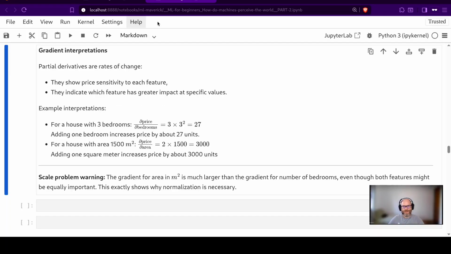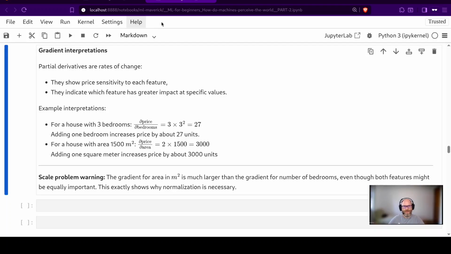Gradient interpretations. Partial derivatives are rates of change. They show price sensitivity to each feature. They indicate which feature has greater impact at specific values. Example interpretations. For a house with 3 bedrooms, the partial derivative of price divided by the partial derivative of bedrooms equals 3 times 3 squared equals 27. Adding one bedroom increases price by about 27 units.